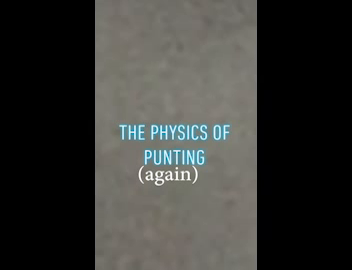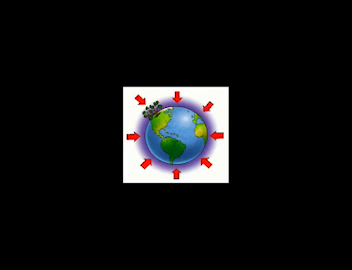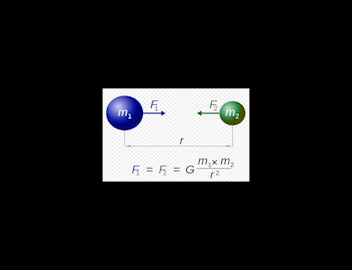There are many different physics concepts that can apply to punting. The concept of gravity. What goes up always must come down in gravity. When I punt a football into the air, it will stay in the air for a certain period of time, and then it will come back to the ground because of the force of gravity.